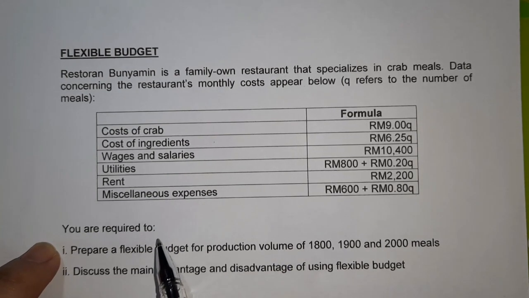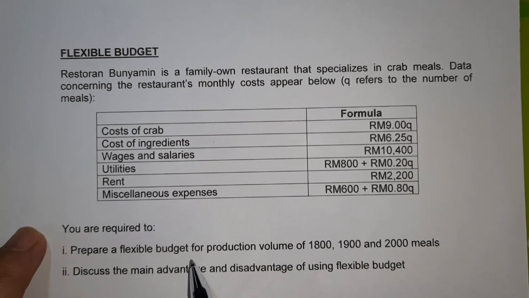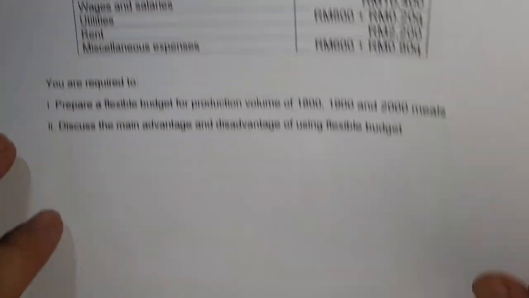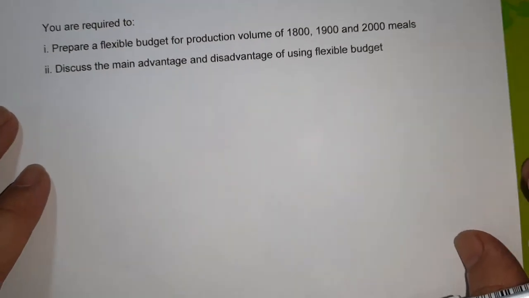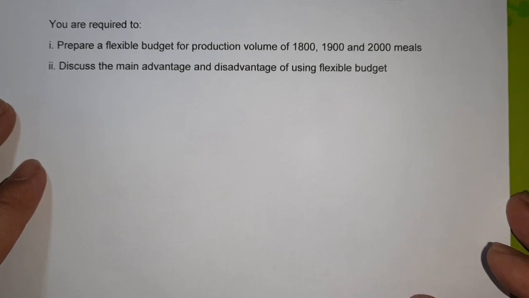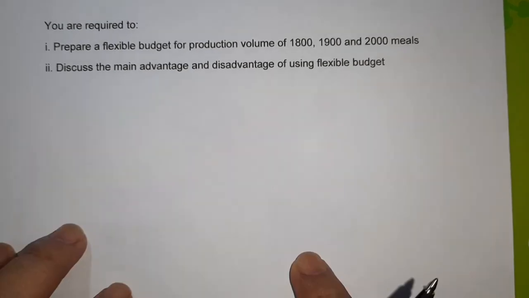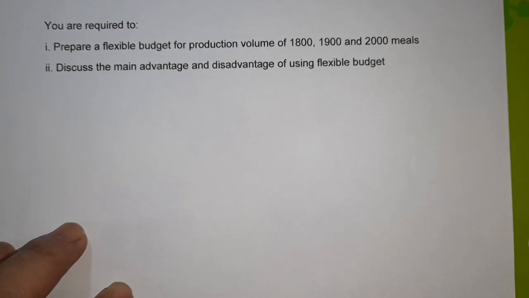Okay, the question asks you to prepare a flexible budget for production volume of 1,800, 1,900 and 2,000 meals. Okay, so how to answer this question? Always remember, if you see this kind of question, the first thing that you have to know is you have to memorize the format for the flexible budget. So the format is like this.